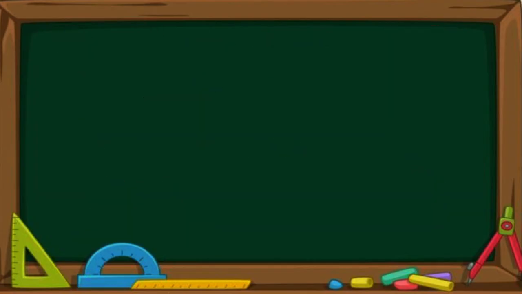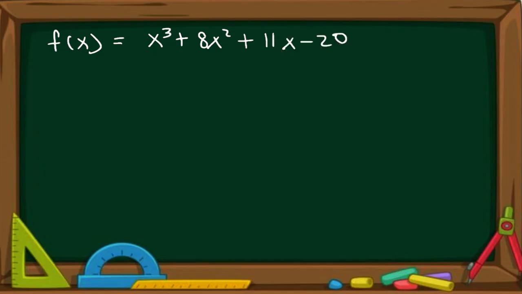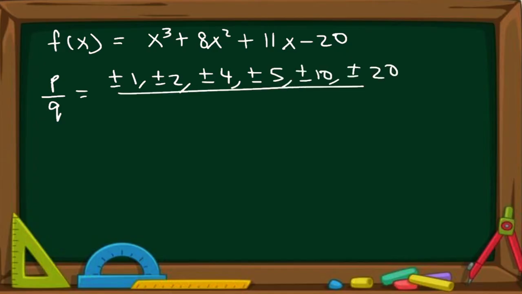Let's try another example. So let's find all the zeros of this function. Let's say f of x is equal to x cubed plus 8x squared plus 11x minus 20. So feel free to pause the video and try. So let's list the possible zeros. Factors of the constant term p, or factors of 20, are 1, 2, 4, 5, 10, and 20. And then for the leading coefficient, factors of 1 is just 1. So let's start with 1.